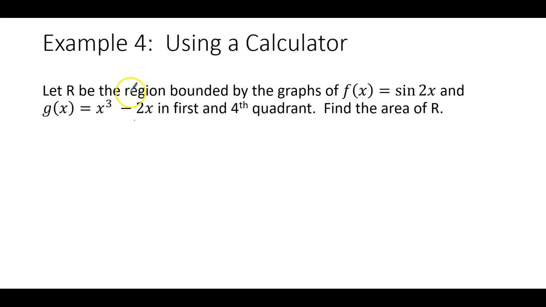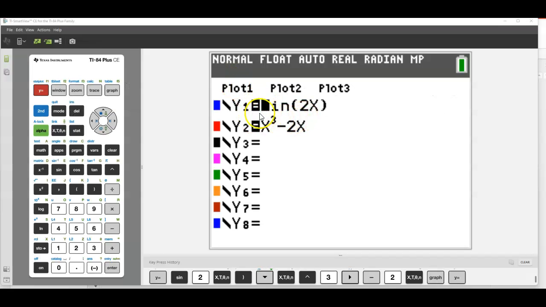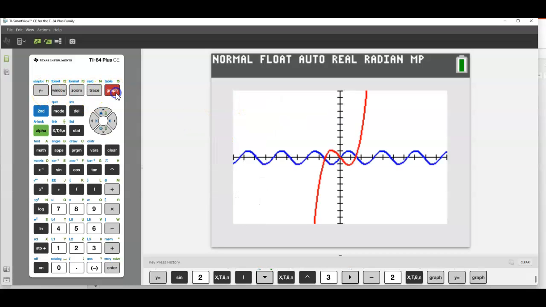All right, so we're going to go to our graphing calculator and graphs. The first thing I do is type these two functions in under y1 and y2 after pushing the y equals button, and then I push graph. And that's what they would look like.